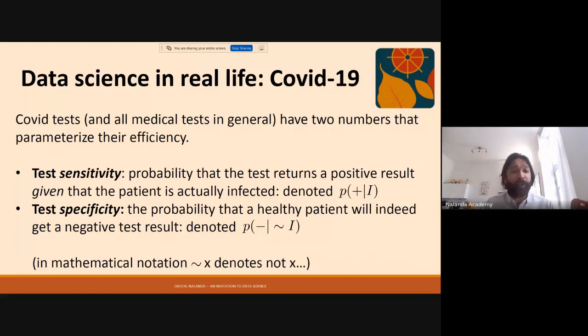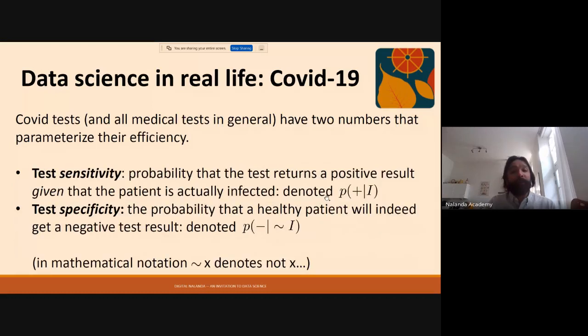The first one is called the test sensitivity. That's the probability that a test returns a positive result given that a patient is actually infected. Okay, so that means that if you are indeed infected, what is the probability that you get a positive result? It's not always true that you get a positive result if you're infected, right?